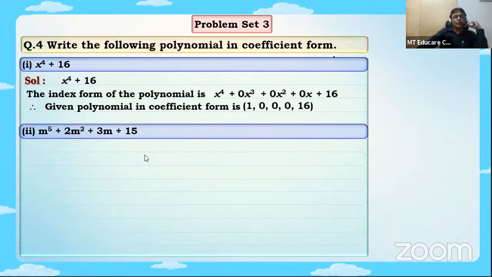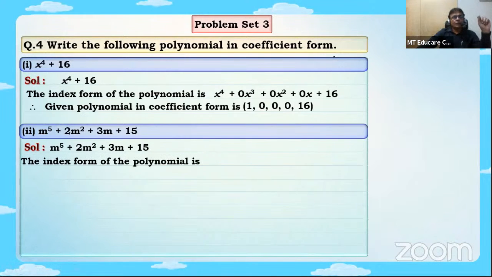Good job. For the second one also, I'm writing the solution for you all. See, I've written the solution. Now you check which power is missing. Power 5, so I should have 6 terms. But I am having only 4 terms. So definitely 2 terms are missing. Which are those 2 terms? Term with power 4 and term with power 3. So I will write m raised to 5 plus 0 m raised to 4 plus 2m plus 0 m raised to 3 plus 2m square plus 3m plus 15.